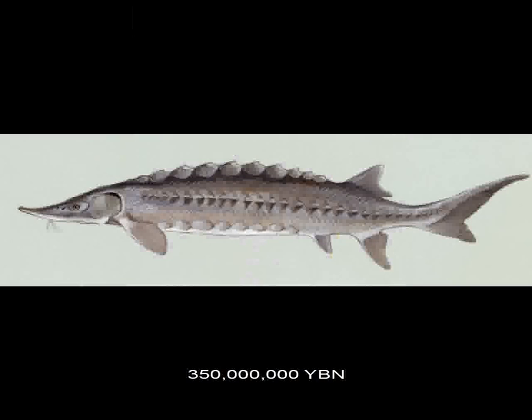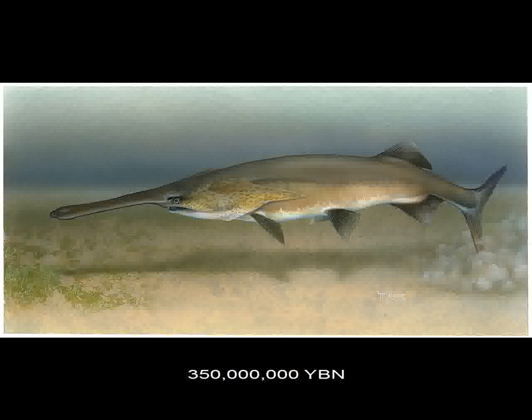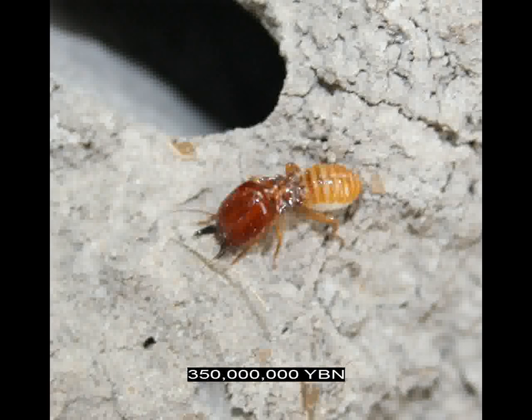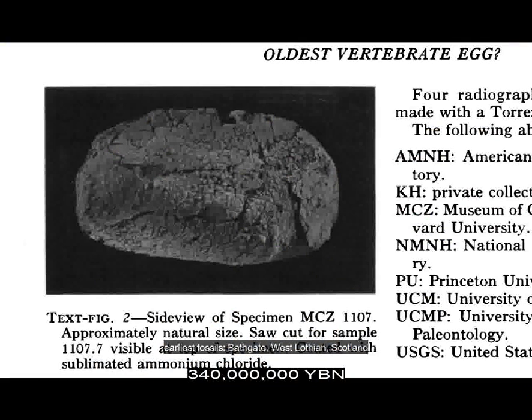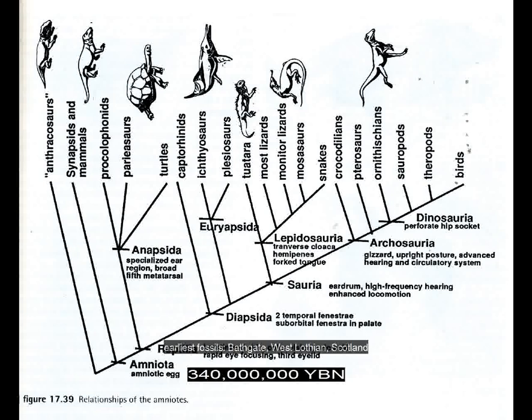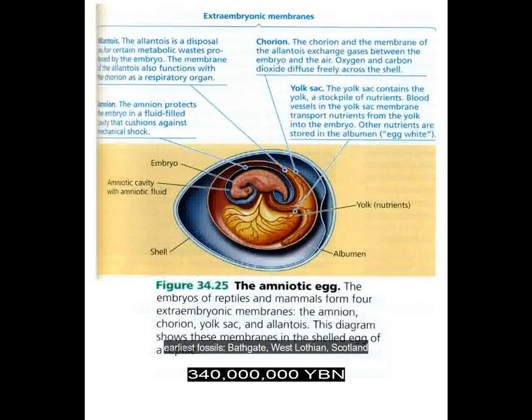The ray-finned fishes, sturgeons, and paddlefish evolve. The Neoptera dictyoptera evolve, the ancestor of cockroaches, termites, and mantises. The first hard-shell egg. The tetrapods amniota evolve, the ancestor of all reptiles, mammals, and birds, and the first hard-shell egg. The hard-shell egg is waterproof.